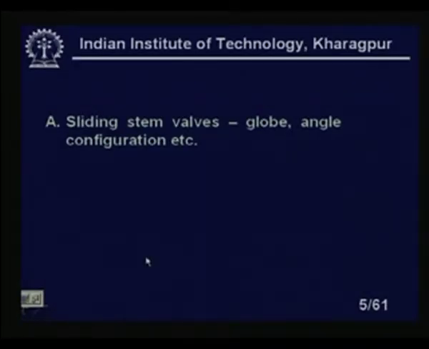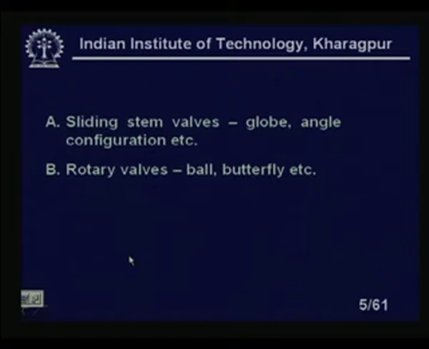sliding stem valves, or globe valves, or angle configuration, etc. All of these come under the sliding stem valves. Then rotary valves, these are ball and butterfly valves. Butterfly valves are used in many processes where I need a quick shut off, like nuclear industries. Even though butterfly valves have leakage, with the Teflon coating and Teflon liner inside the pipe, we can make Teflon liners on the stem itself. So, we can make a tight shut off.